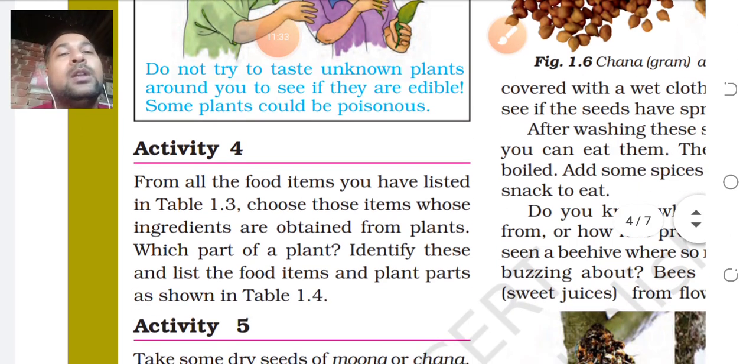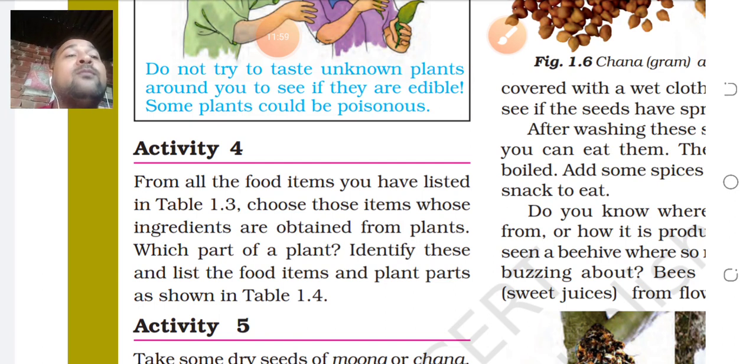Now in activity 4, from all the food items you have listed in 1.3, choose those items whose ingredients are obtained from plants. Which part of a plant? Identify these and list the food items and plant parts as shown. Basically in 1.4 what is given? First of all you will write food and ingredients, and from which part of the plant you are getting, you have to note it down in that table.